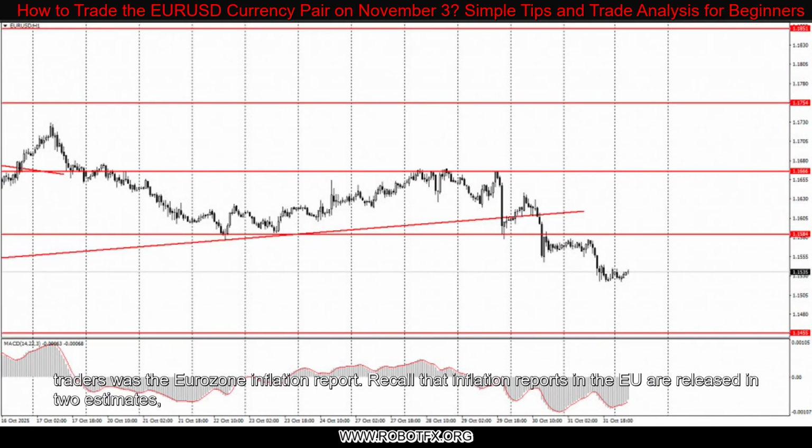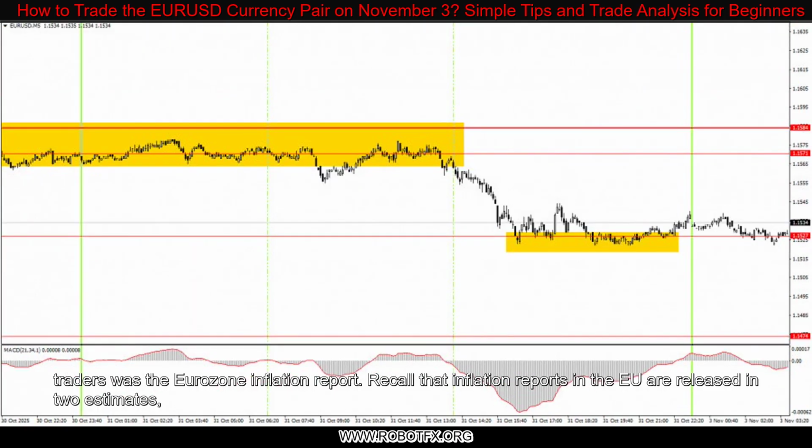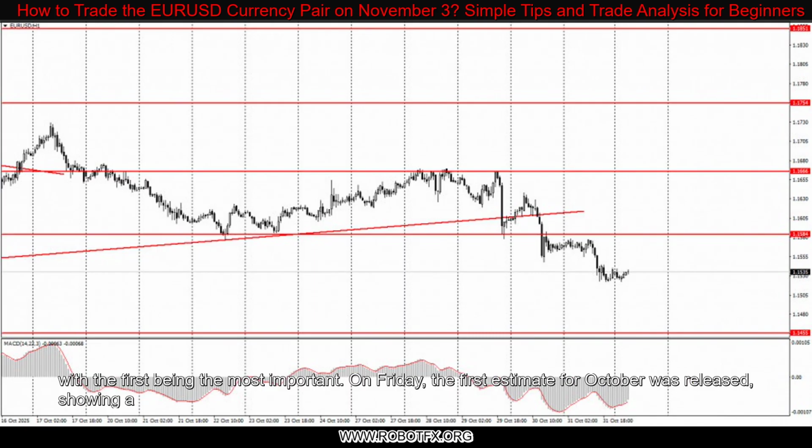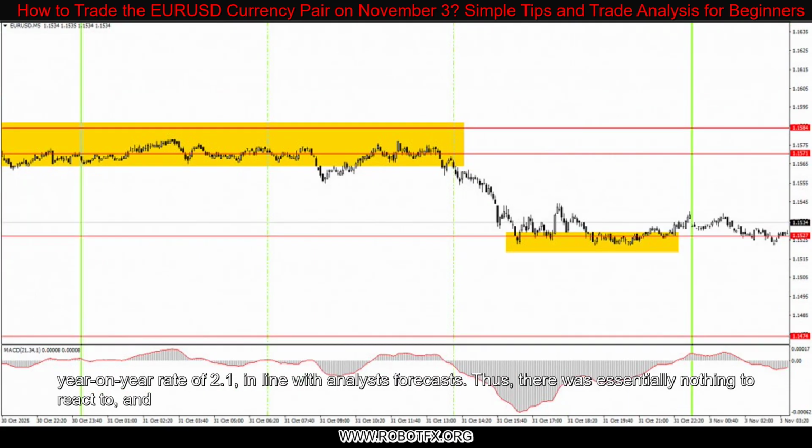inflation report. Recall that inflation reports in the EU are released in two estimates, with the first being the most important. On Friday, the first estimate for October was released, showing a year-on-year rate of 2.1, in line with analysts' forecasts. Thus, there was essentially nothing to react to, and there were no grounds for the euro to fall again.